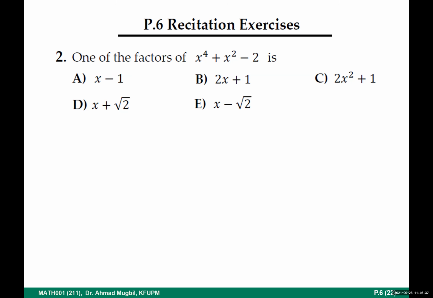Ask yourself the algorithm. Do you remember how many terms you have? Do you have a common factor? No. So go to the next step. Always ask yourself like this. Is there a common factor first? There is no common factor. Ask yourself how many terms? 3 terms. So think about it like trinomial, like perfect square, like.